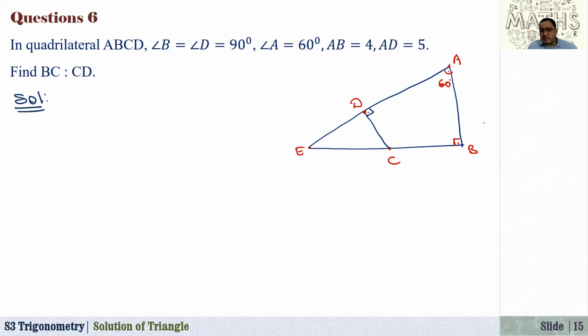And also it says that AB is equal to 4, and AD is equal to 5. We have to find the ratio BC to CD. What is BC? BC, let's say it is X. CD, it is Y. The question is, what is X to Y? Right? BC to CD. That's the question. So now, since it is 60, this angle should be 30 degrees. If it is 30, this angle should be 60 degrees, right?